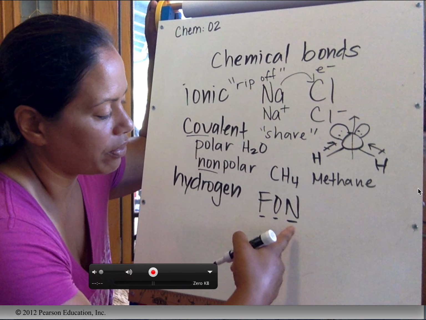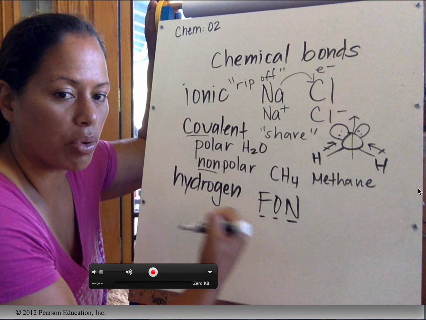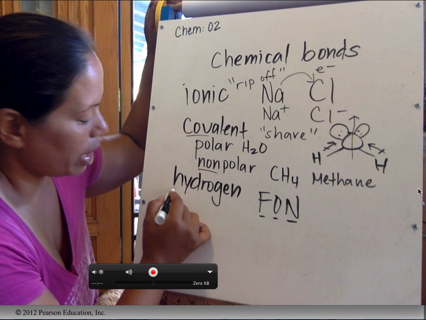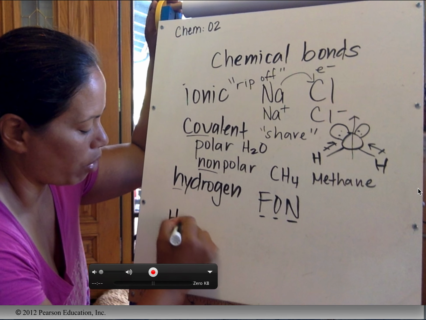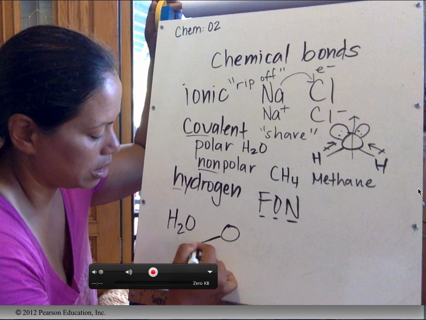electronegative elements. They have a strong electronegativity. So they actually like to pull onto electrons. The interaction with hydrogen is this. Let's say I have a water molecule, right? And it looks like this.